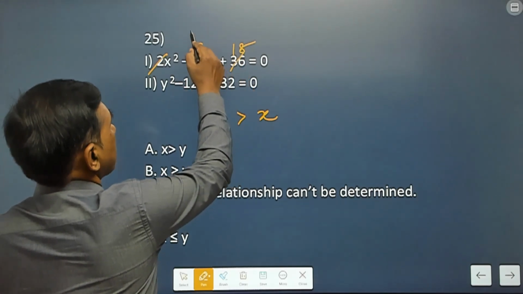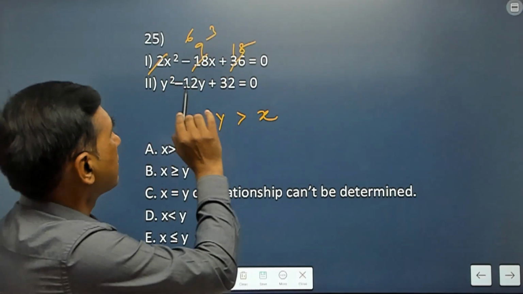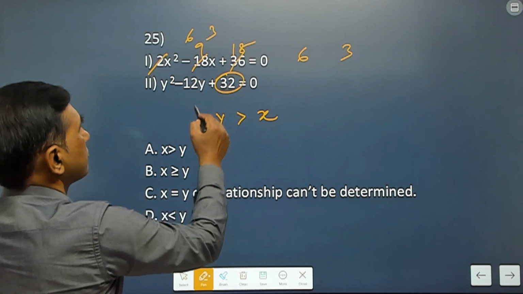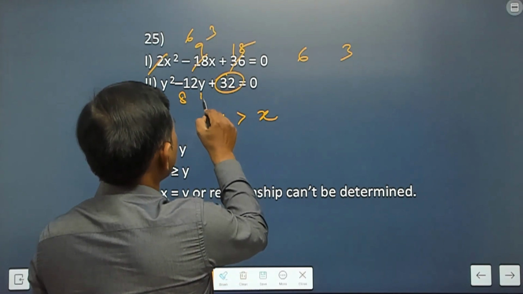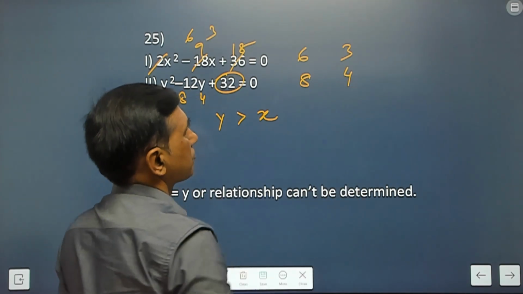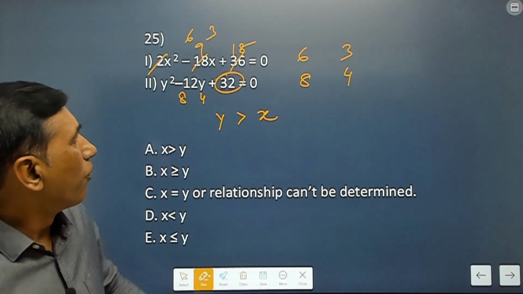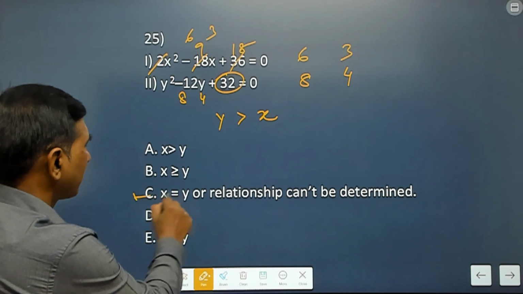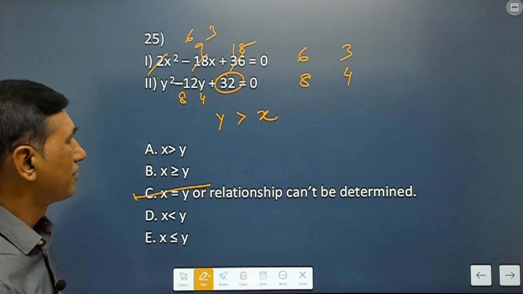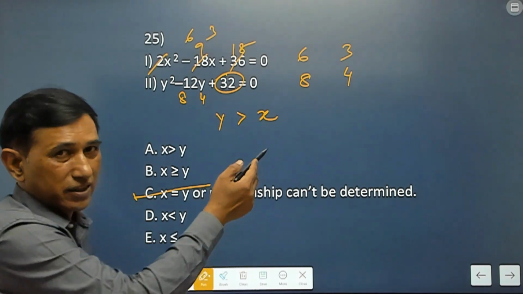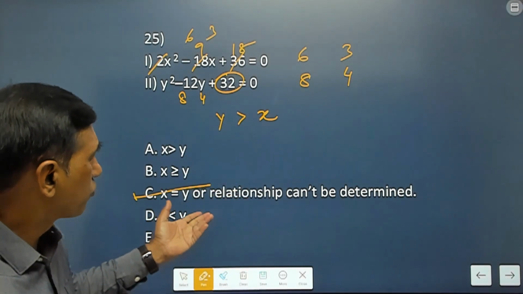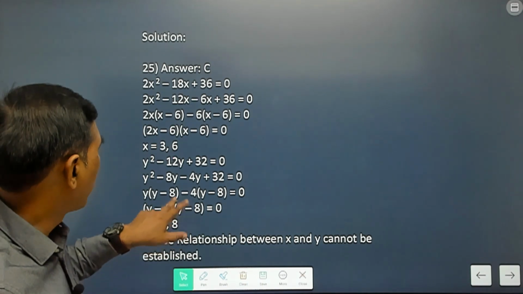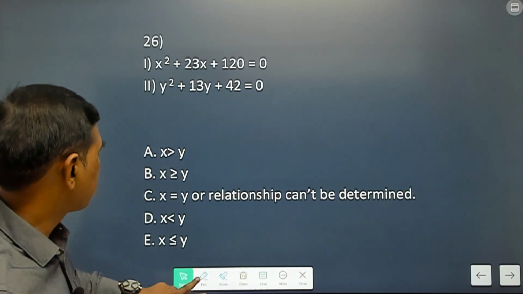This is 6 and 3. 6 plus 3, 9. 6 into 3, 18. So this is 6 and 3. 8 and 4. Now you have problem. Because when it is 6, it is smaller than 8 and greater than 4. So relation can't be determined. It's not that always it will be greater. Chances are there, but then you have scope for relationship can't be established. 4, 8, 3, 6, relationship can't be established.